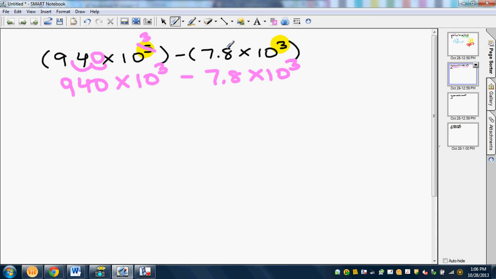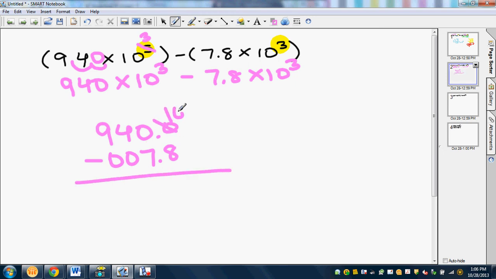And the reason I decided to move this one is because this was a bigger number. If I changed this one to a power of 5, I mean, I could do it. It would just become a really small number. But again, it doesn't really matter. It's just personal preference. So now I'm going to have 940 minus 7.8. I am going to fill in my empty places with zeros, and I want to line my decimals up. Remember, 940 is the same thing as 940.0. So I'm going to subtract, and I get 932.2 times 10 to the power of 3.